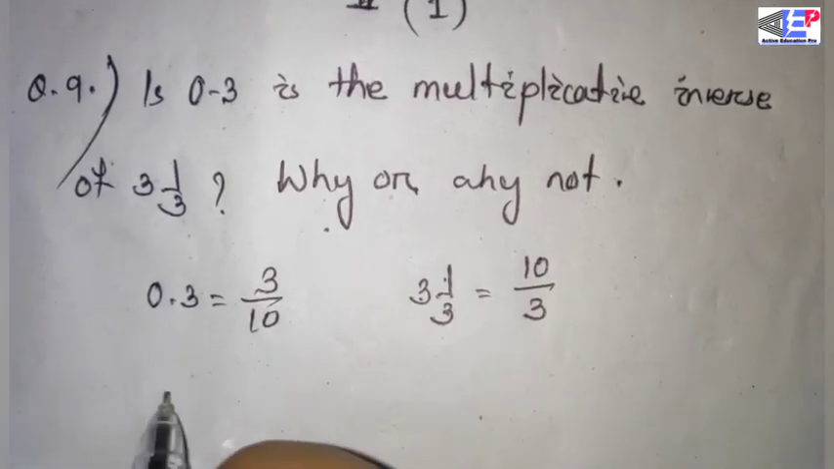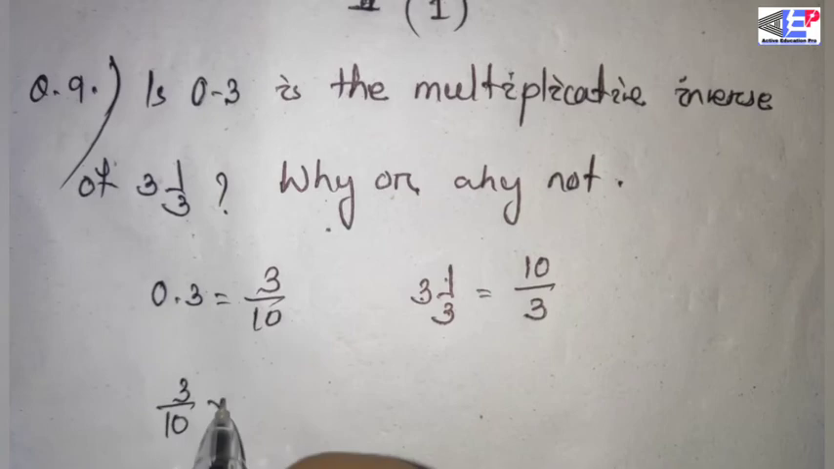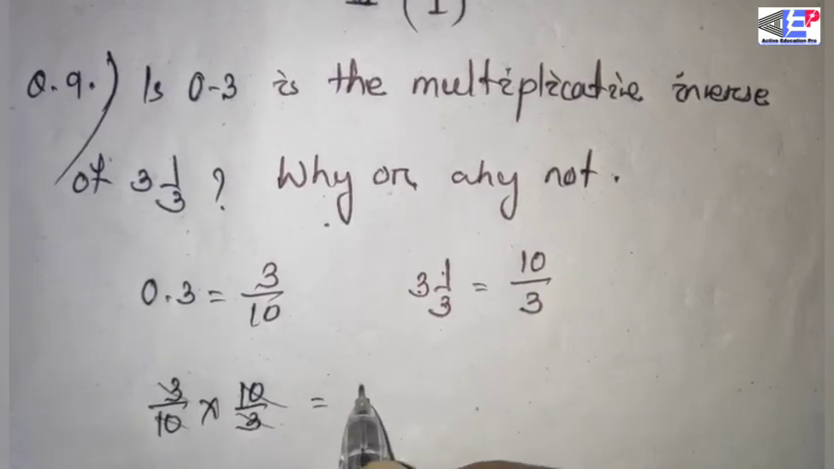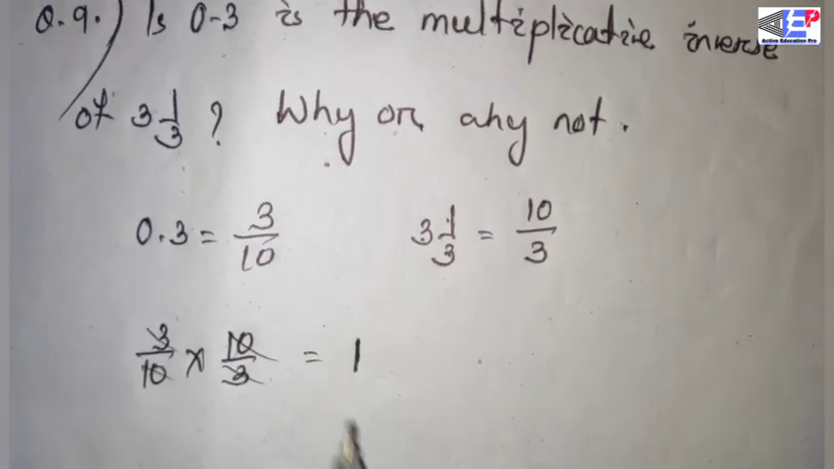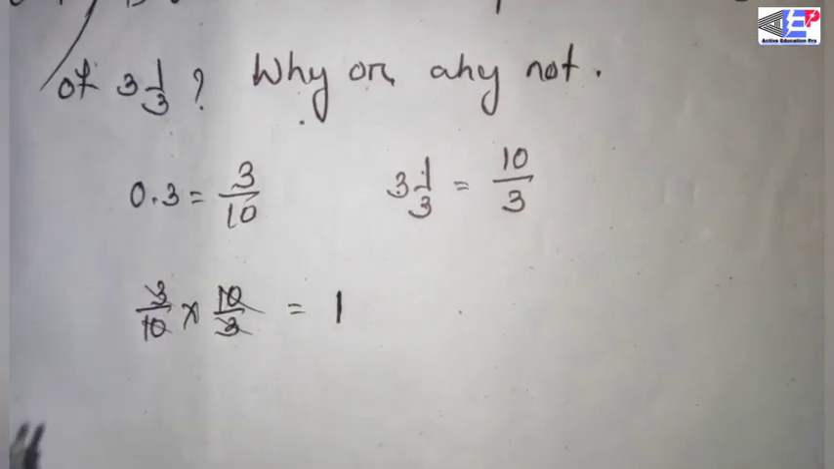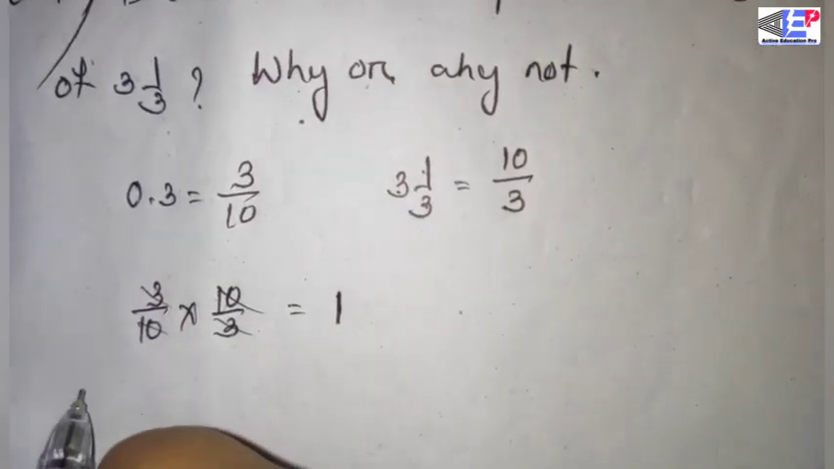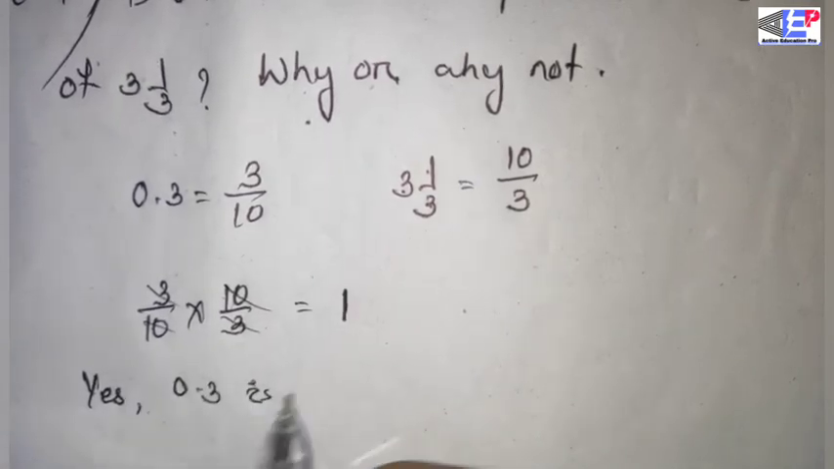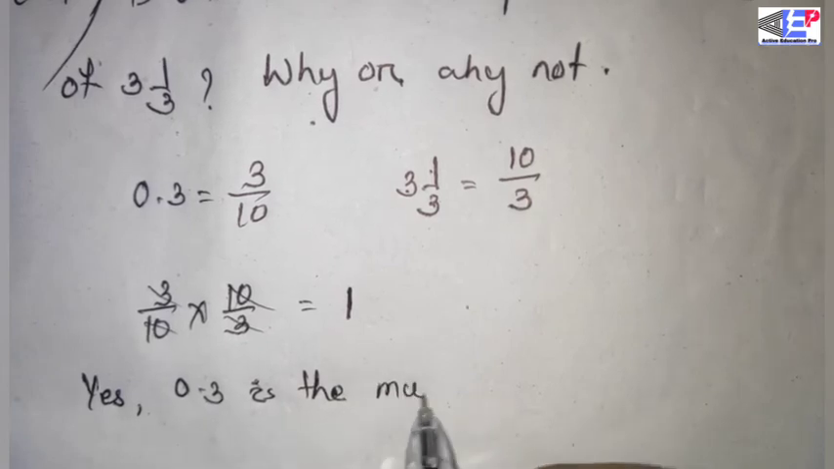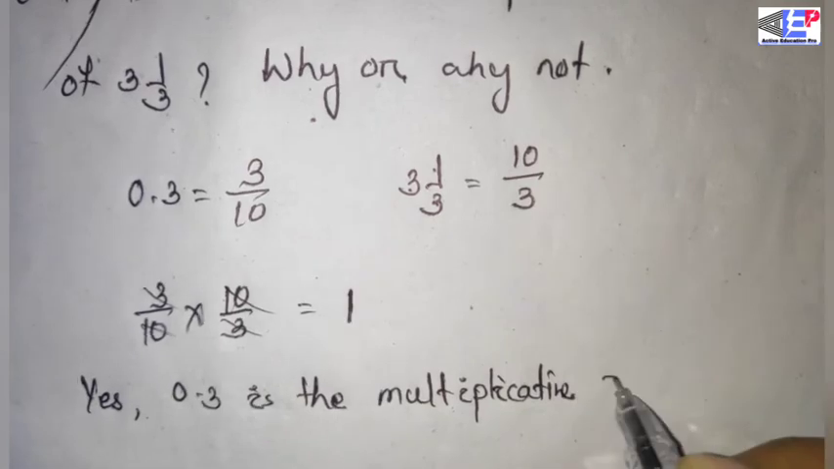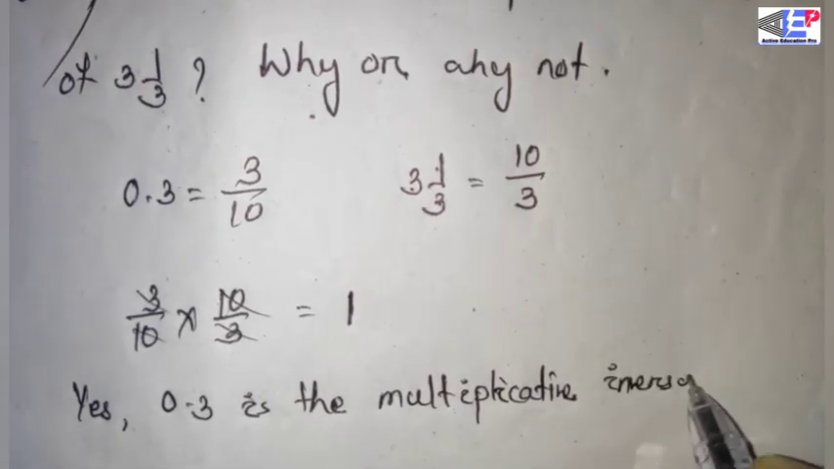Then multiply both numbers. 3 by 10 into 10 by 3. The 10s and 3s cancel, and your answer is 1. The product of both numbers, 3 by 10 and 10 by 3, is 1. So 0.3 is the multiplicative inverse of 3 whole 1 by 3. So yes, 0.3 is the multiplicative inverse.